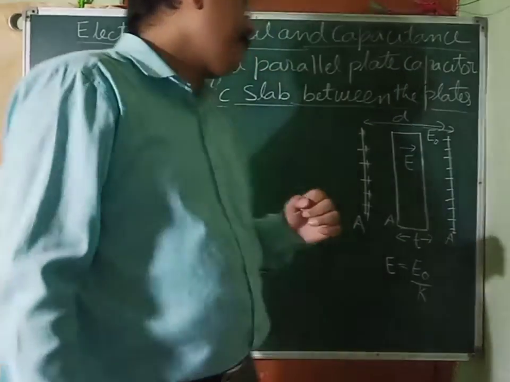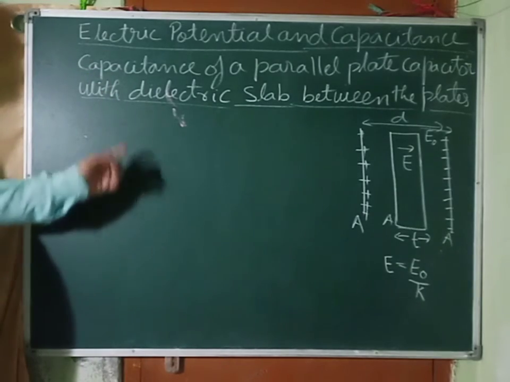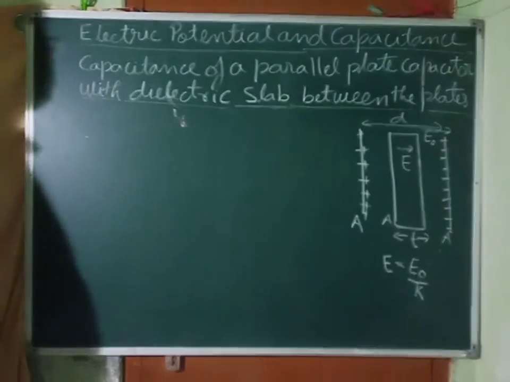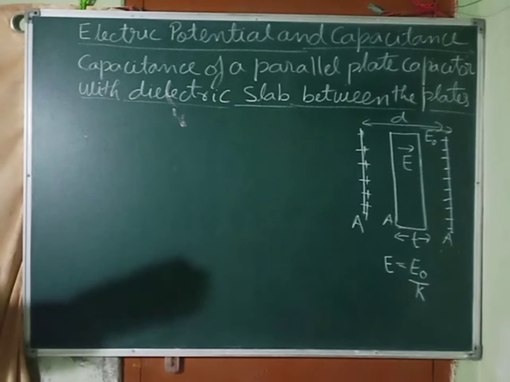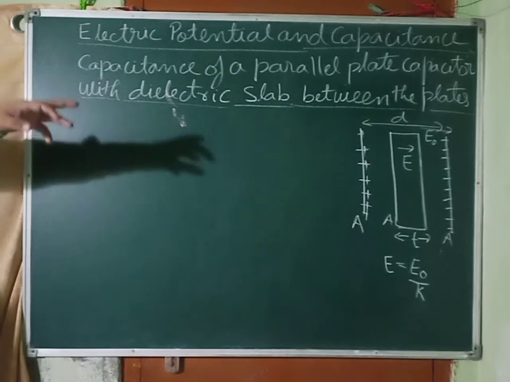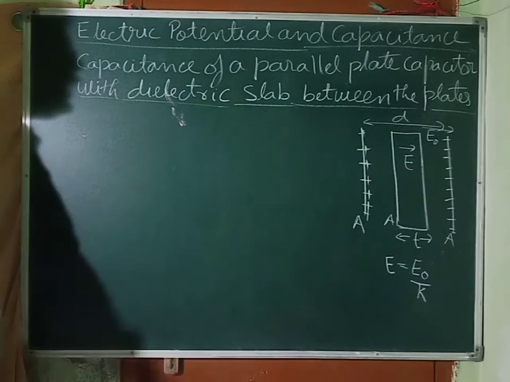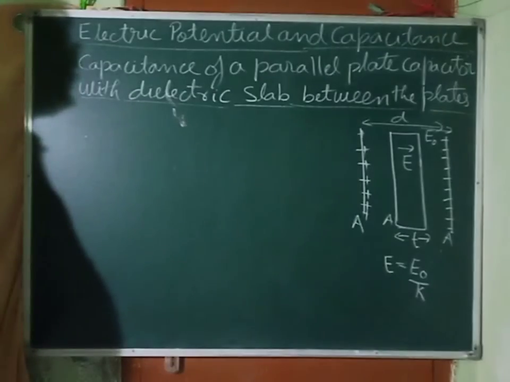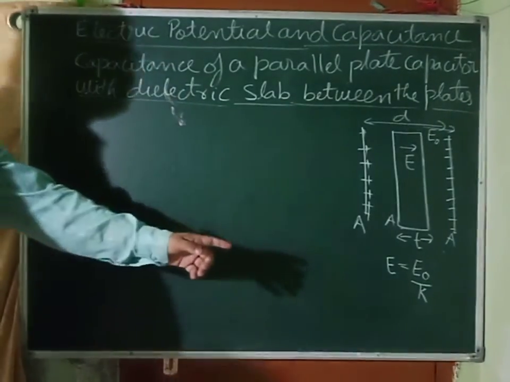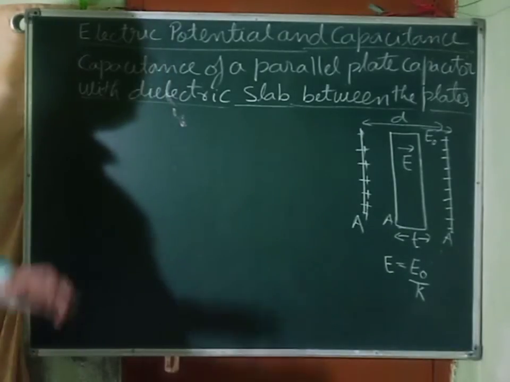Now see, today's topic is capacitance of a parallel plate capacitor with a dielectric slab between the plates. Now we are going to place a dielectric slab. I think we have discussed in the last video what a dielectric slab is. It is a non-conducting substance or insulator. Refer to the diagram. Two plates are there, one positively charged, another negatively charged. At the bottom both have area A, and at the top both plates are separated by a distance small d. Now you can see a dielectric slab of thickness t is placed between the plates.